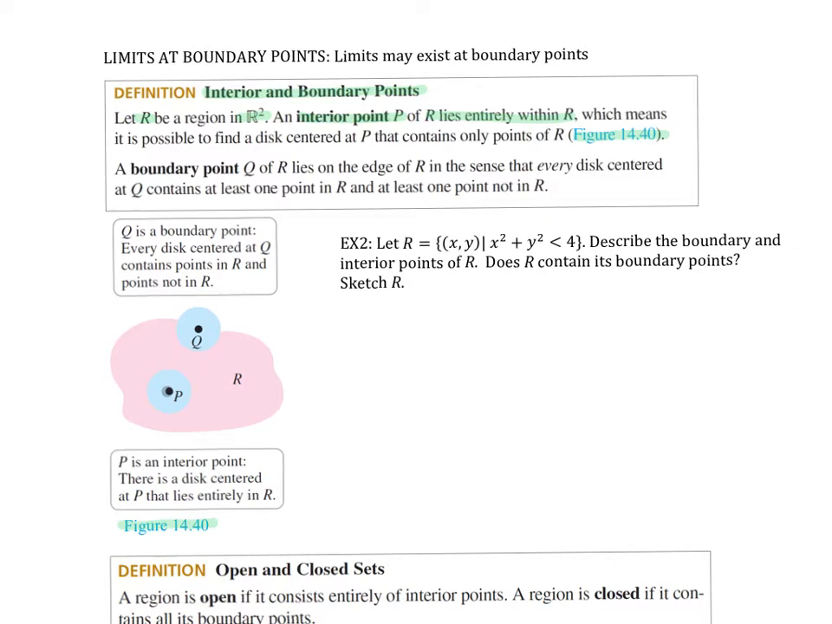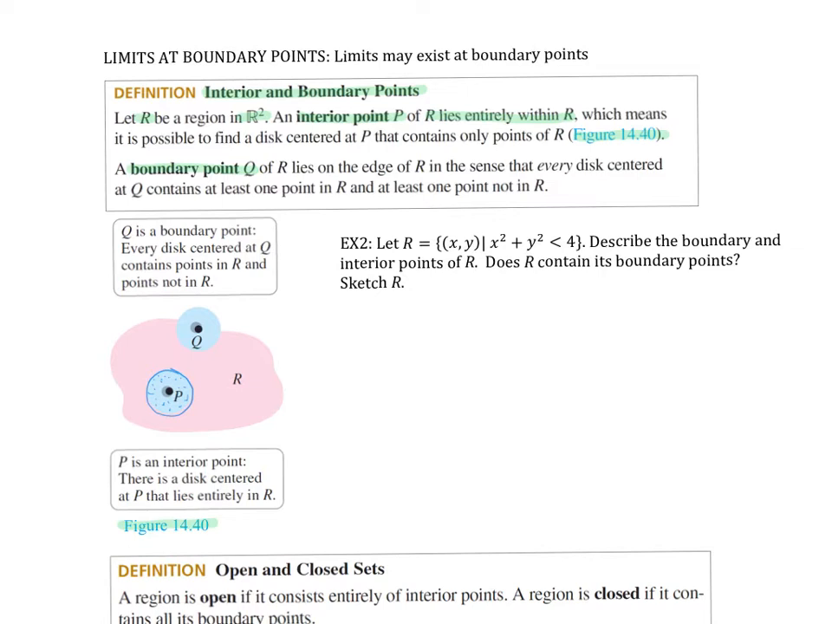What that means is it's possible for us to find a disk where P is the center, and if we pick any point inside this disk, these points will only be points that are interior inside R. So an interior point, you can find a disk around it where all the points in the disk are inside R.